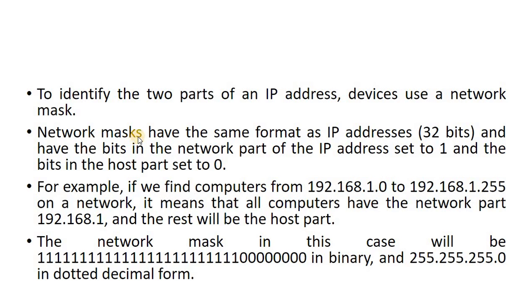Network masks have the same format as IP addresses, 32 bits, and have the bits in the network part of the IP address set to 1 and the bits in the host part set to 0.